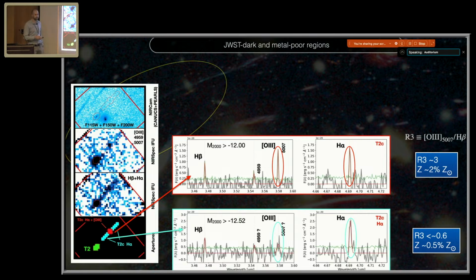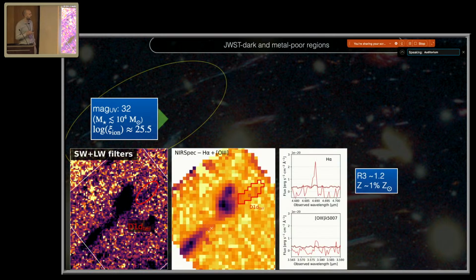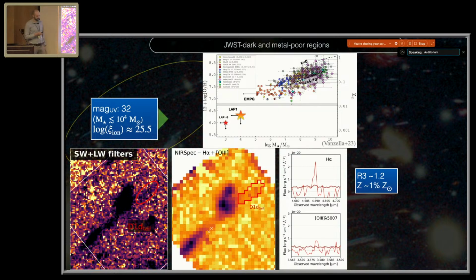And this is not the only metal-poor region, because even here, where I've stretched the colors a lot, there's a region which is barely detected with NIRCam. Again, we see H-alpha, and we barely detect [OIII], so again we expect metallicity down to 1%. And again, this is low in stellar mass and very high in producing ionizing radiation. So these three are apparently among the most metal-poor regions we see at any redshift.